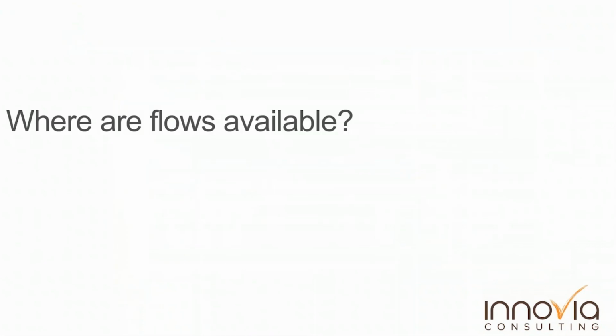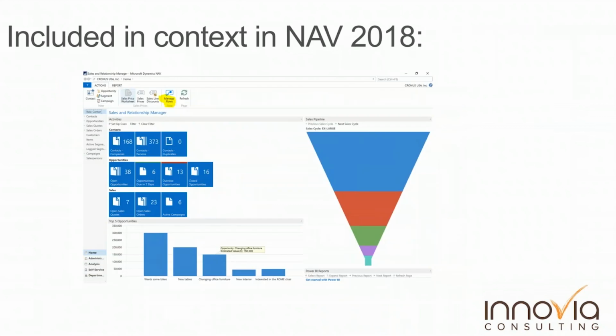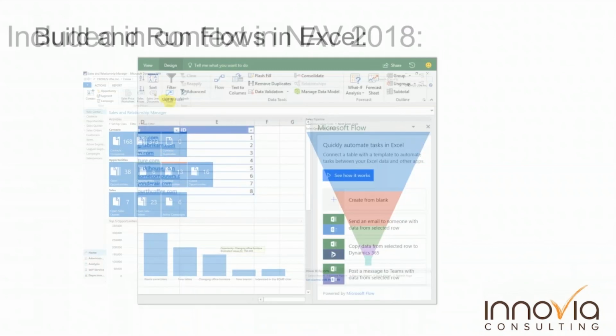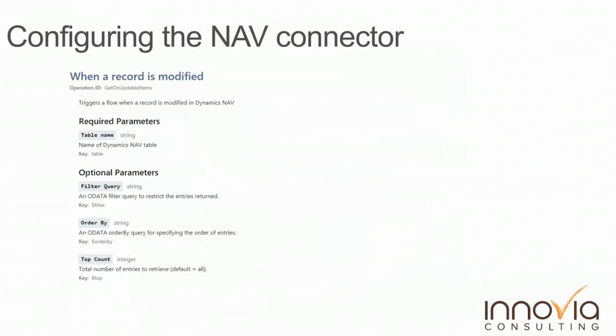So where are flows available? They're available now in SharePoint, so you can trigger new flows right from your SharePoint site. You can also trigger flows from NAV. You can see here that it's on the Sales and Relationship Managers Role Center. You'll also see them on the item card and other places inside of your NAV. You can build and run flows from within Excel also. So if you have a sheet and you want to monitor updates, you can do that quickly and easily.